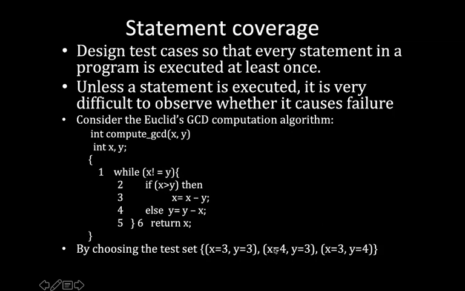Then we will give x equal to 4 and y equal to 3. Then x not equal to y is true, so it will come inside. 4 greater than 3 is true, so x equal to x minus y will be executed. Then it will go again to the while statement, the condition becomes false, so it will come out and return x. Then the next test, x equal to 3 and y equal to 5. So all the statements will be covered if we give these 3 test cases.